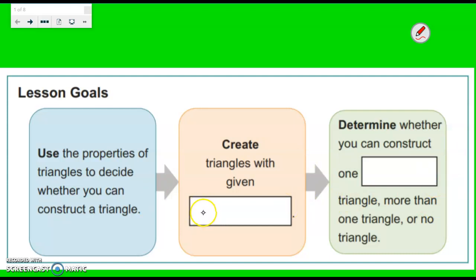Create triangles with given dimensions. And then determine whether you can construct one unique triangle, more than one triangle, or no triangle.